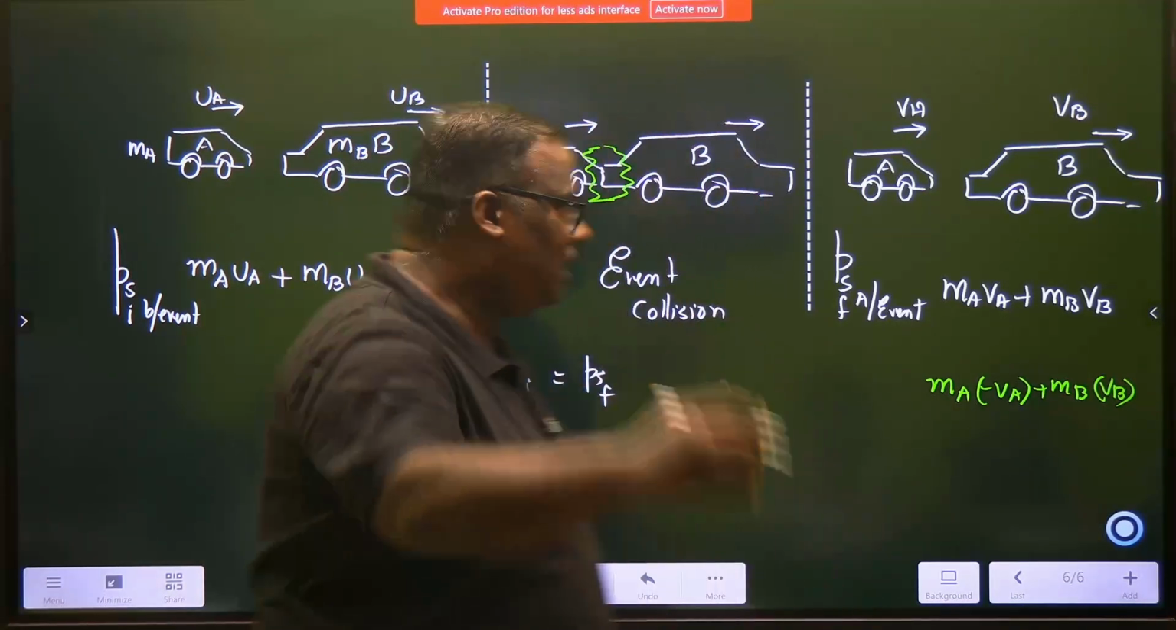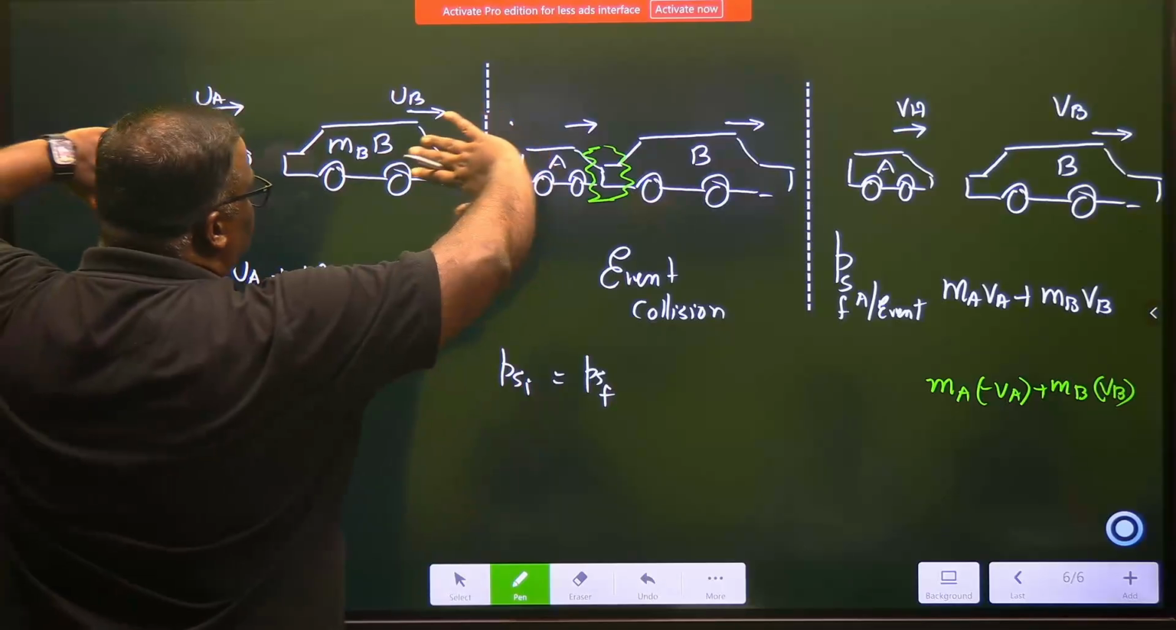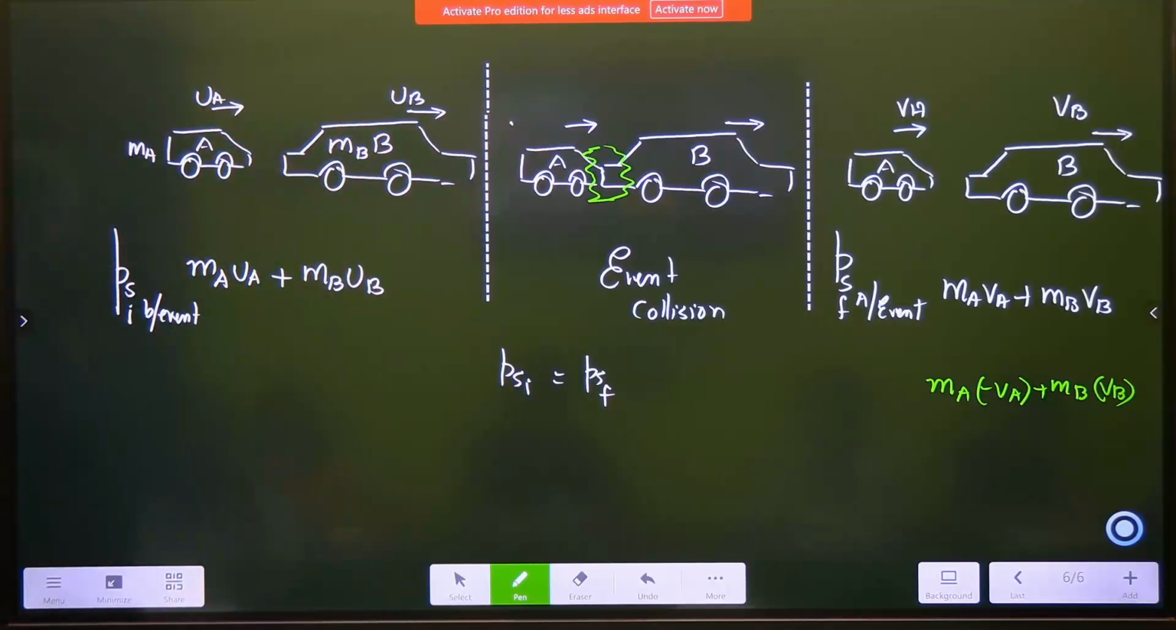Okay. Let's see another scenario. Both the cars are coming head on to each other. Head on.